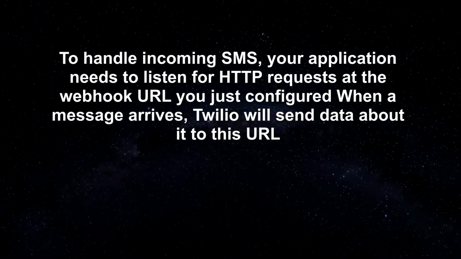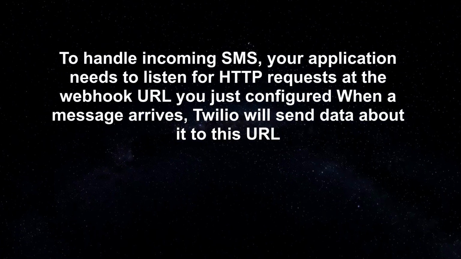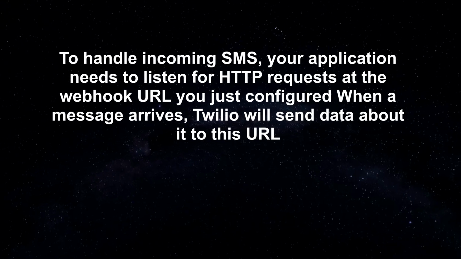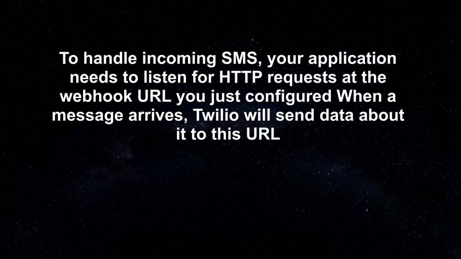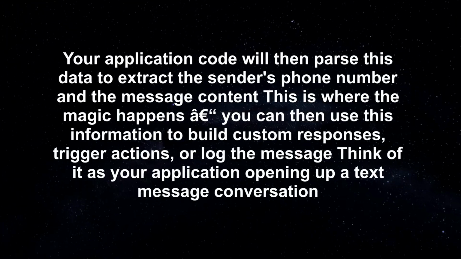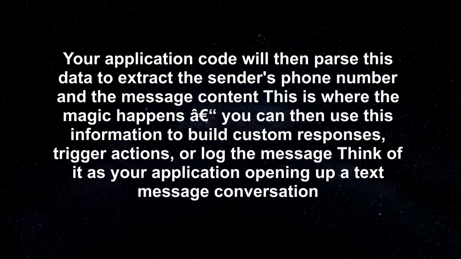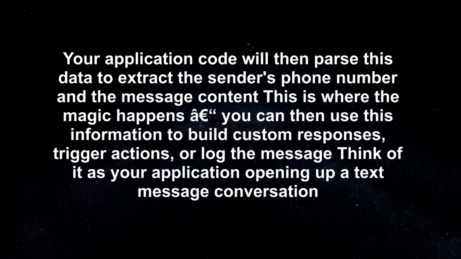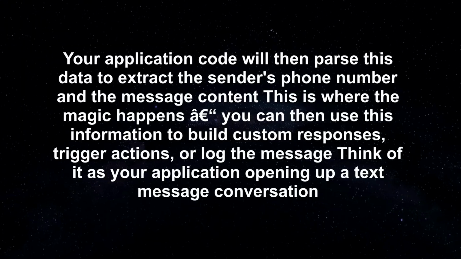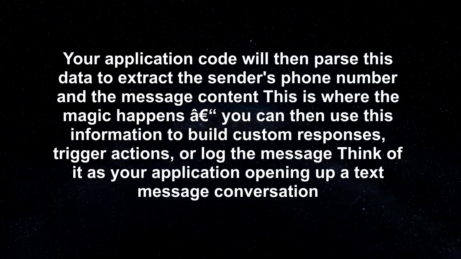To handle incoming SMS, your application needs to listen for HTTP requests at the Webhook URL you just configured. When a message arrives, Twilio will send data about it to this URL. Your application code will then parse this data to extract the sender's phone number and the message content. This is where the magic happens. You can then use this information to build custom responses, trigger actions, or log the message.